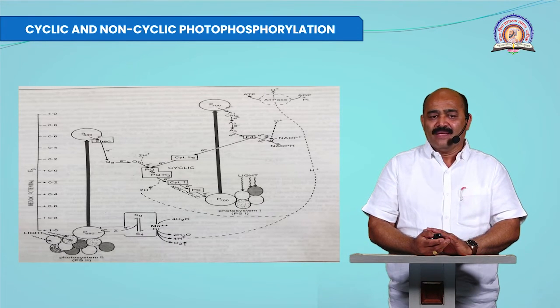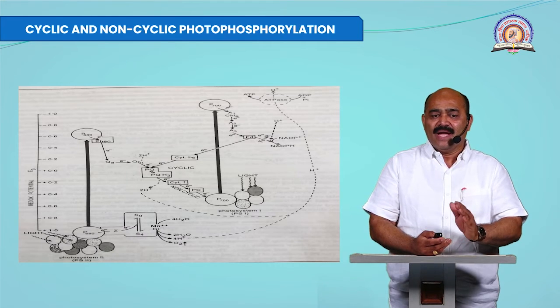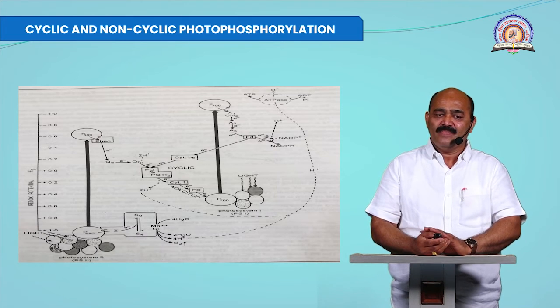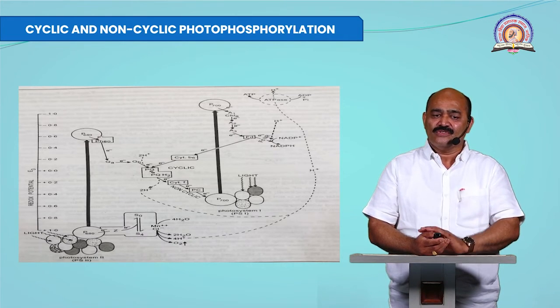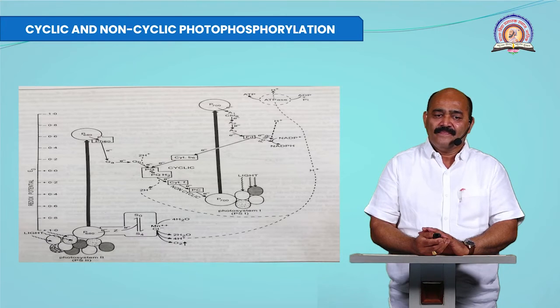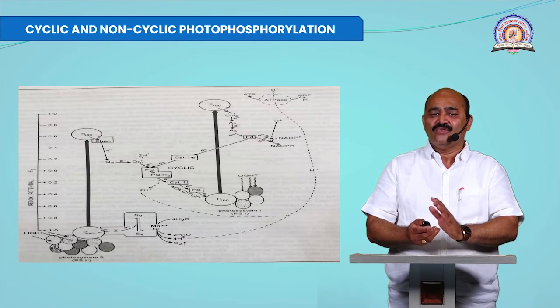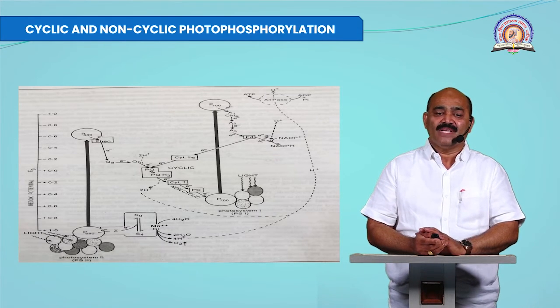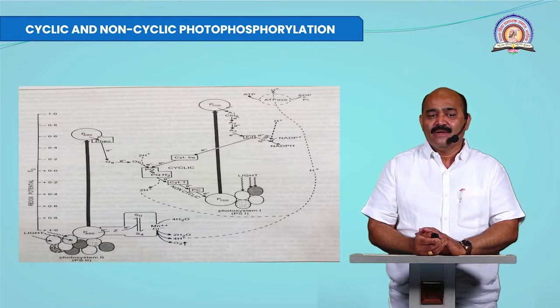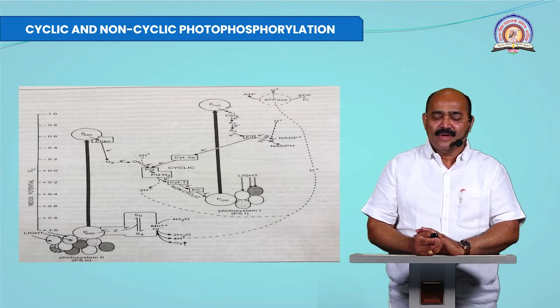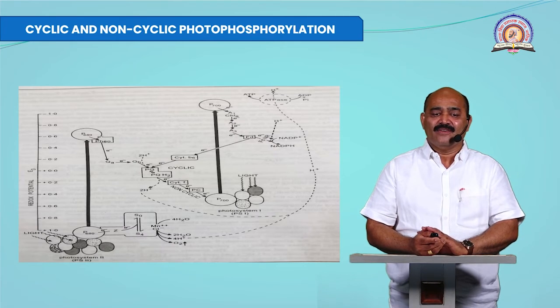And now QB hands over the electrons towards the plastoquinone. Now what happens? Plastoquinone takes protons from the outside pool and two electrons from QB. Then this plastoquinone becomes plastohydroquinone, carrying two protons and two electrons. This plastohydroquinone passes only the electrons toward the cytochrome F, and the protons are released to the inner side of the membrane.